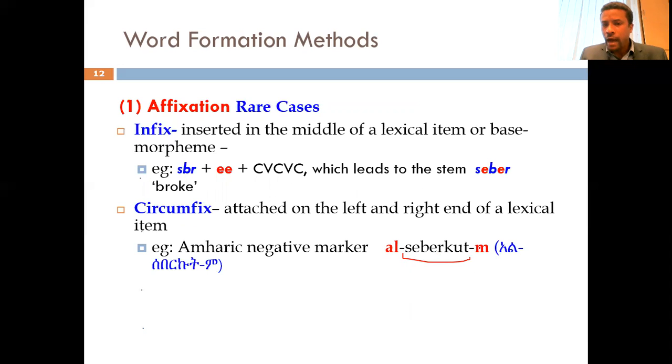If you add al and mid to the left and to the right of the word, al sabbarkum hona malet, which means it will be a negative marker in this case. So in a very rare case, as I said, you might have an infix, which is inserted in the middle, and a very typical example is Amharic roots. Sabbar is the action of breaking, but whenever you insert the vowels, it would be sabbar, which is the action of breaking. Then after that, you can add many prefixes and suffixes to it.